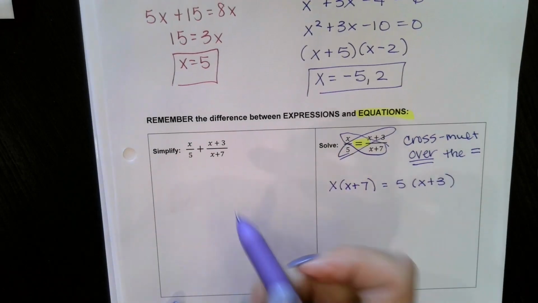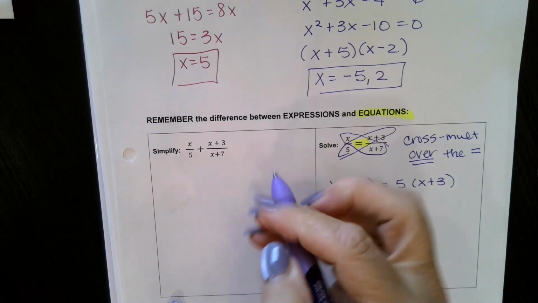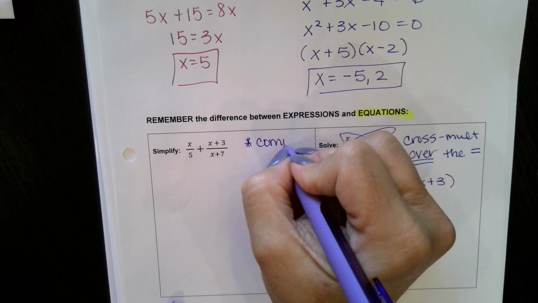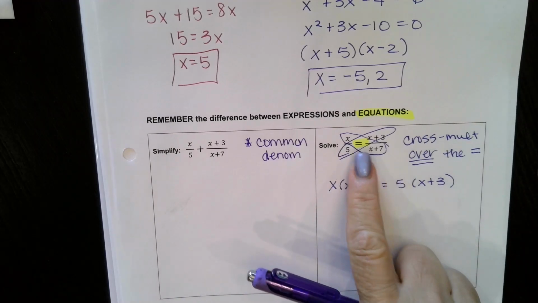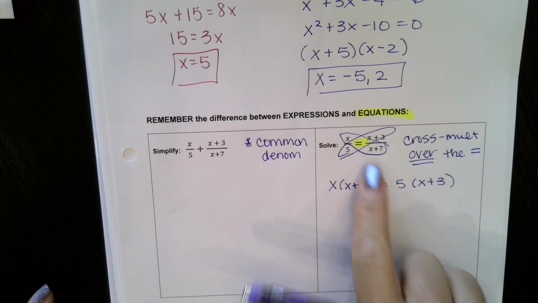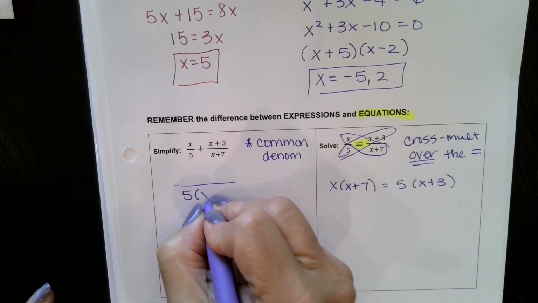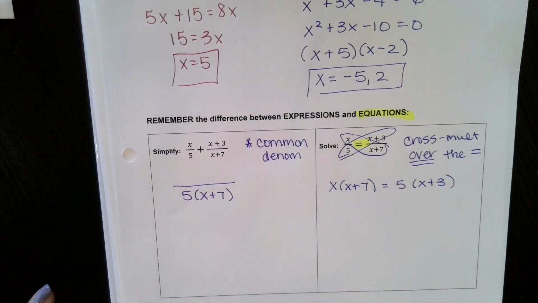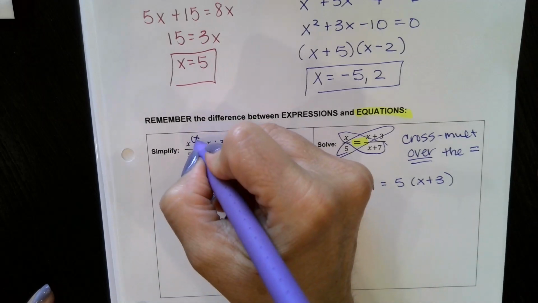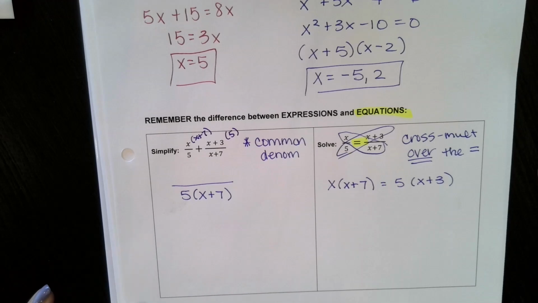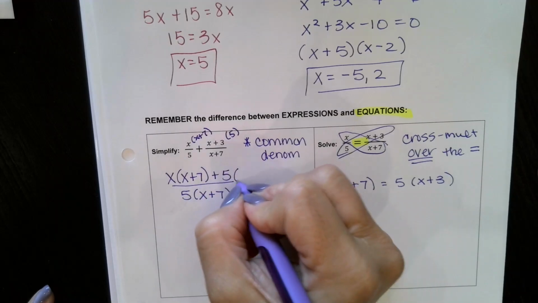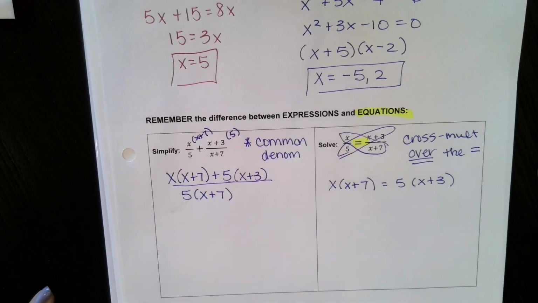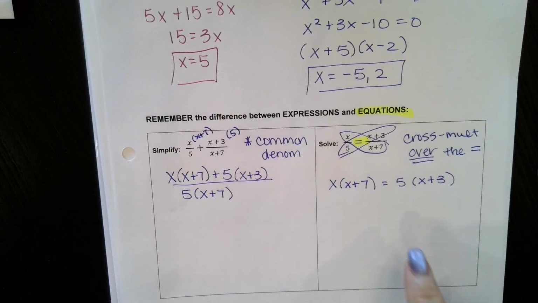Now, with this one, I have an addition sign and there's no equal sign. So here, I have to find a common denominator. I did not have to find a common denominator here because I'm cross multiplying over the equal sign. So my common denominator is going to be 5 times x plus 7. I have an x plus 7, I have a 5, so this guy needs an x plus 7, and this guy needs a 5. So I have x plus 7, plus 5 times x plus 3. Okay, I'm going to pause the video, and I want you to solve both sides of this, and then we're going to talk about the answers.